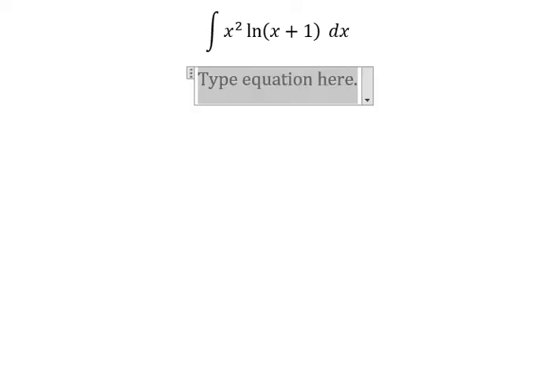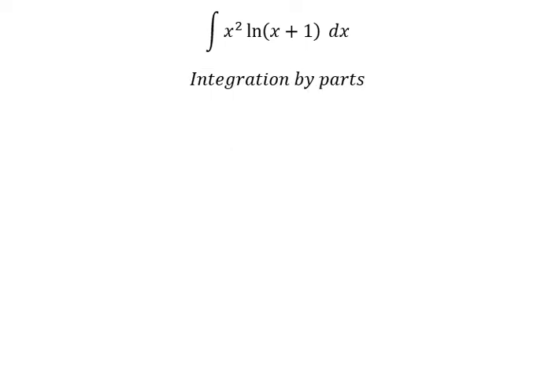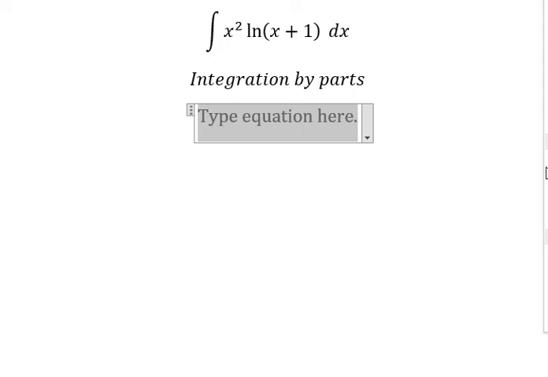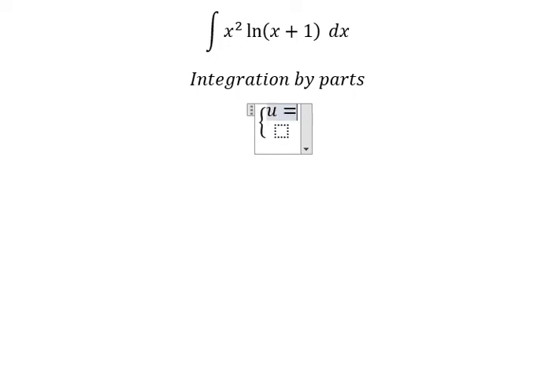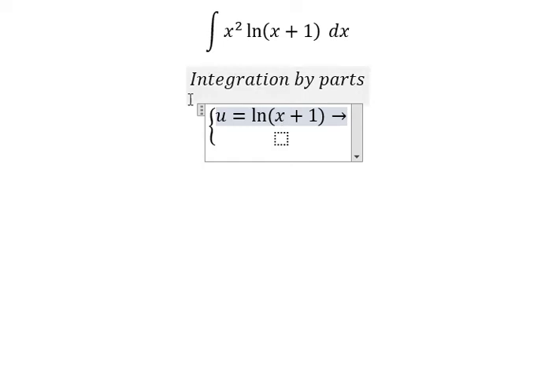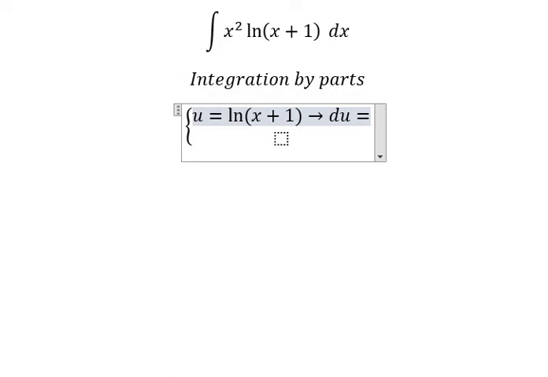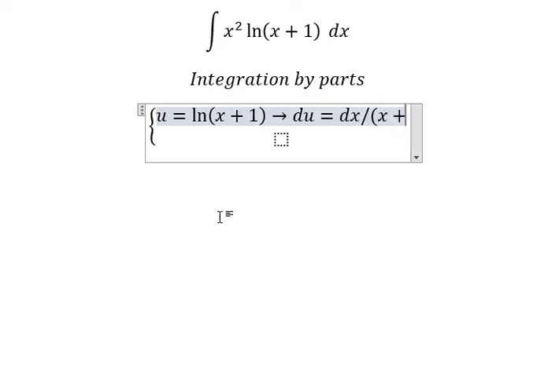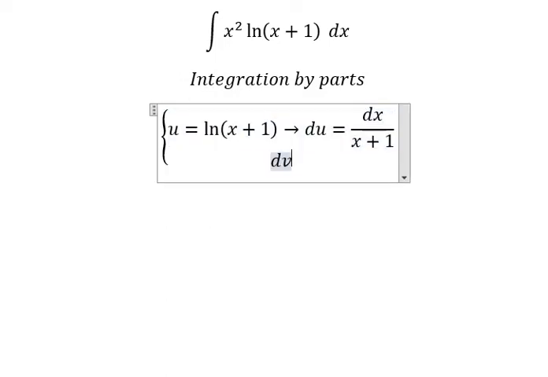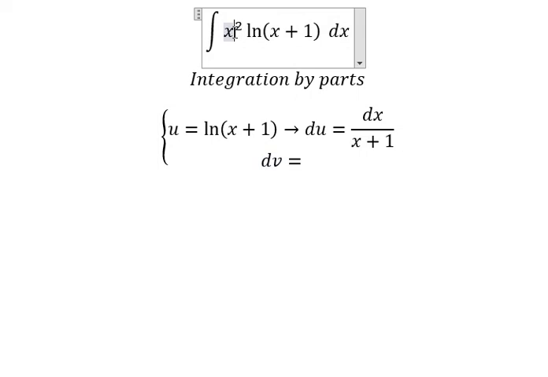We need to use integration by parts. So I will put u equals ln of x plus 1. After that, we take the first derivative of both sides, and we get dx over x plus 1. For dv, we do the integration of x squared dx.